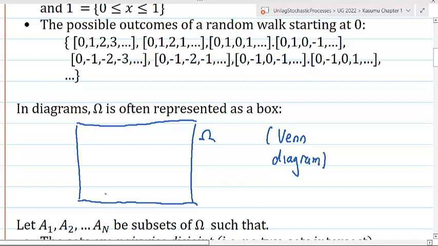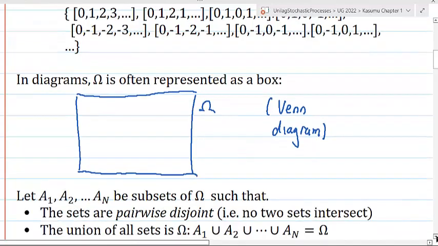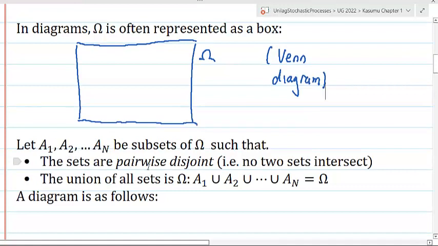All right, now, let A1, A2, up to AN be subsets of omega such that the sets are pairwise disjoint. That is, no 2 sets intersect. And the union of all sets is the entire set omega. So I can give a diagram of some example.